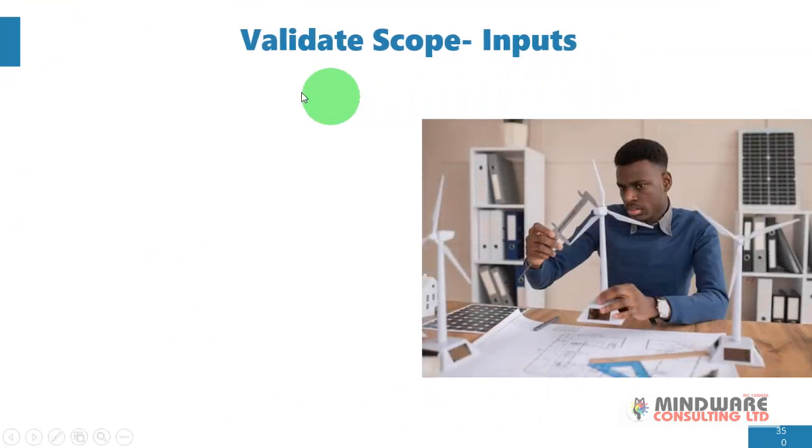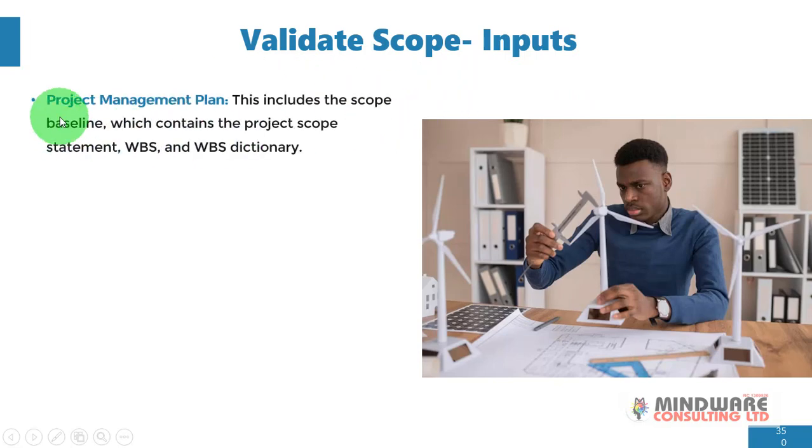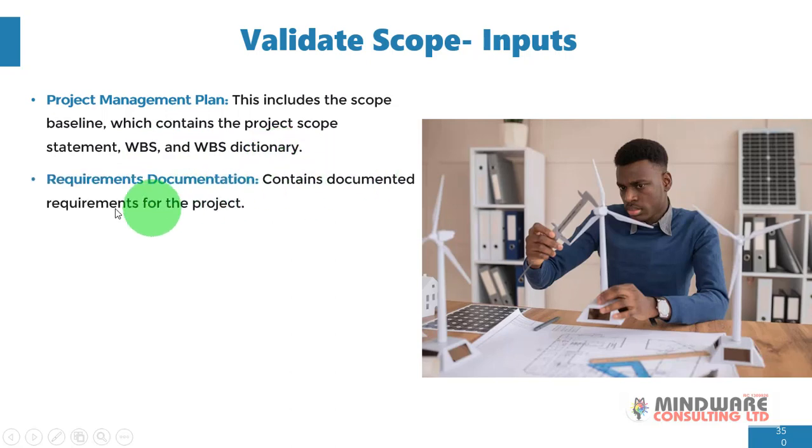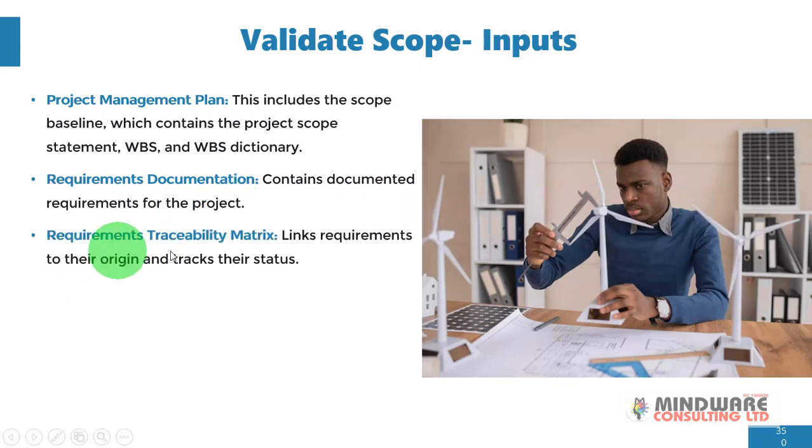Now, what are the inputs in this particular process, the validate scope? Firstly, you have your project management plan, which includes the scope baseline, which contains the project scope statement, WBS and WBS dictionary. Requirements documentation contains documented requirements for the project. Requirements traceability matrix links requirements to their original sources and status.